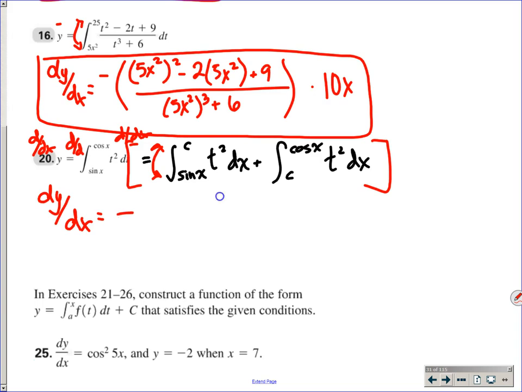So negative, what's the first piece going to be? Sine square root of x. Let's use the proper notation. But what else? Nope. Times cosine. Got your u prime, right? That's f of u times u prime. Now plus.